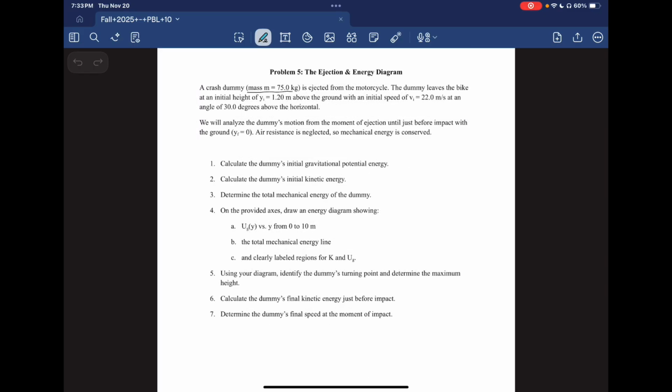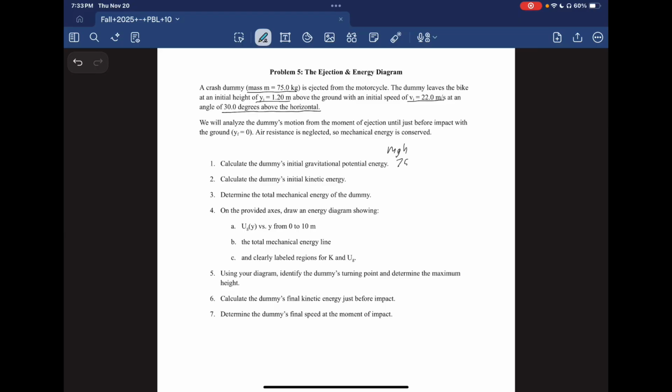So, problem five: we have a crash dummy ejected from a motorcycle. The dummy leaves the bike at an initial height of 1.2 meters, initial speed 22 meters per second, at an angle of 30 degrees above the horizontal. And we're going to analyze this. So the first question asks us to calculate the dummy's initial gravitational potential energy.